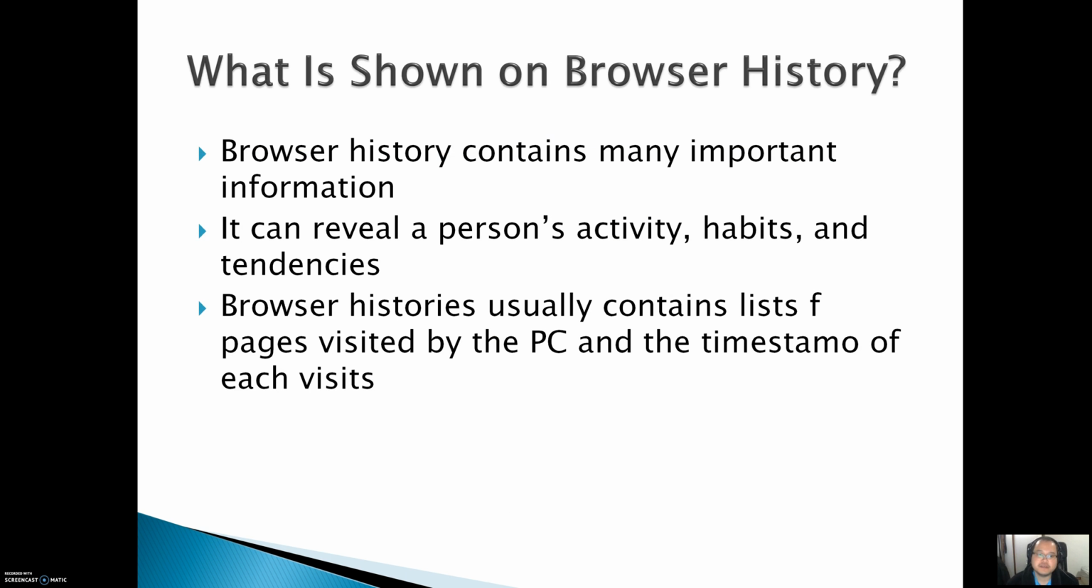So what is shown on browser history? Browser history contains a lot of important information. It has personal activity, habits, and tendencies. So let's say you're a businessman, your browser history probably involves stuff like stock prices or news on the latest economic development. And if you're a child, your browser history is probably involving stuff like kid YouTube videos or toys or stuff like that. And browser history usually contains lists of pages visited by the PC also, and the timestamp of each visit.